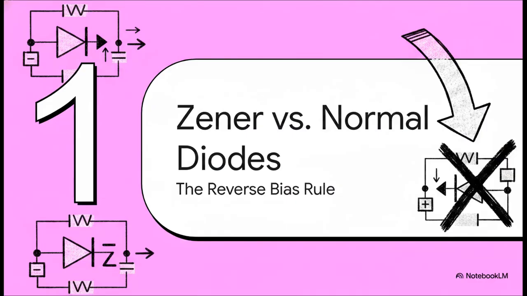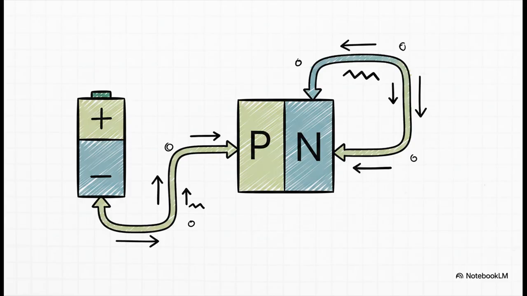All right, Section 1, Zener versus normal diodes and the reverse bias rule. So in a standard forward bias setup, a Zener behaves exactly like a normal diode. But that's not actually why we use it. The true magic, the absolute core of what makes this little component so special, emerges entirely in the reverse bias condition. Just as a quick refresher, reverse bias simply means the p-type of the p-n junction is connected to the negative terminal of your external battery, and the n-type is hooked up to the positive terminal. It's in this specific environment that the Zener diode really reveals its hidden superpower.